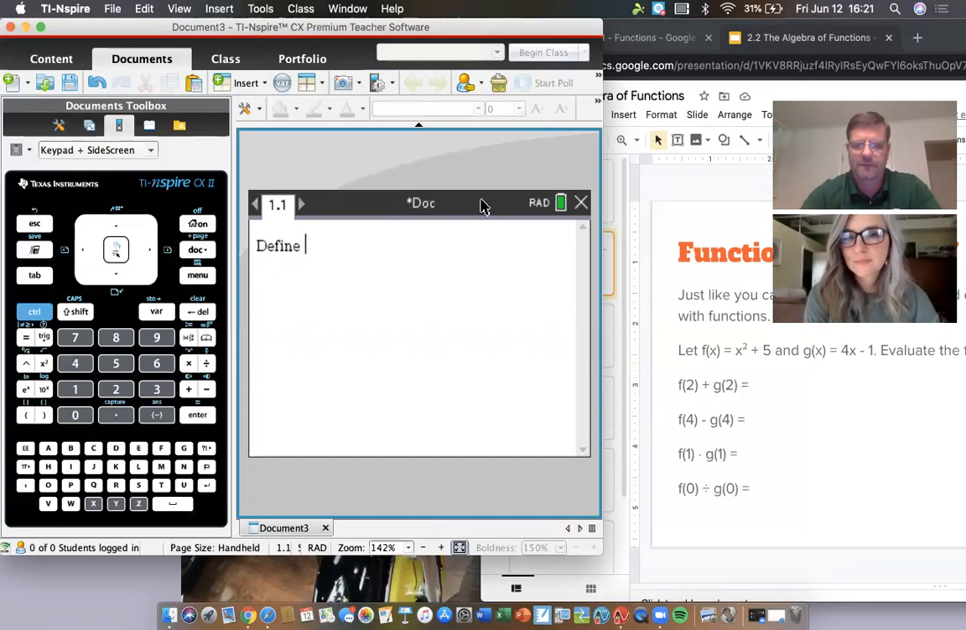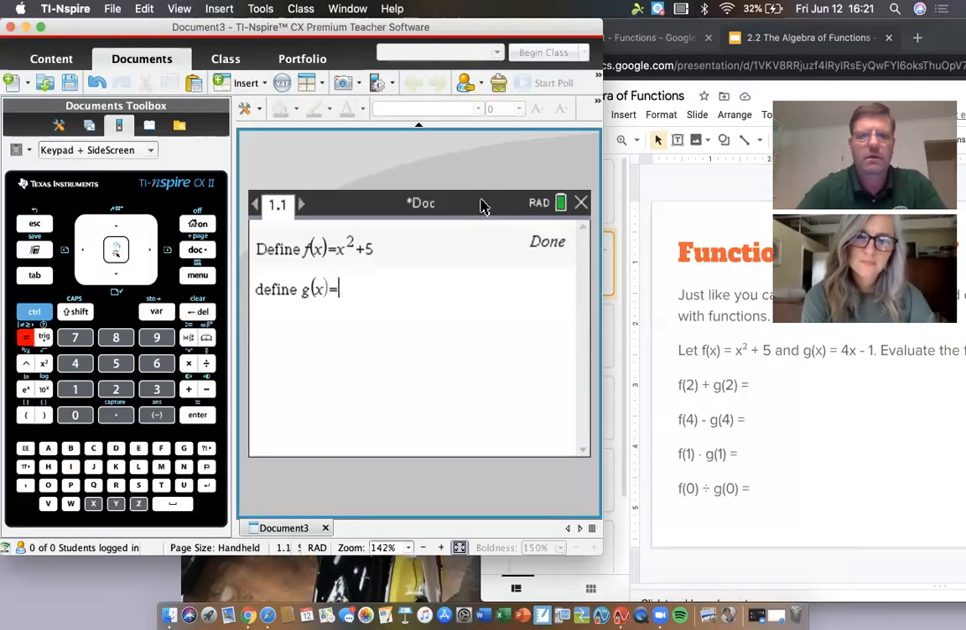So I could type the word define, and then I could just type f of x, and I'm using my computer keyboard, but you would be using the buttons on the bottom of the screen. f of x equals x squared, I can hit the x squared button, or do caret 2, whichever, plus 5. And now the calculator knows what f of x is. I'm also going to define g of x equals 4x minus 1, and that's also done. So both of those functions are now in the calculator.